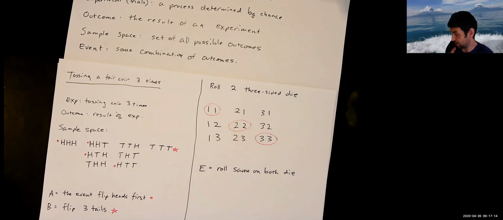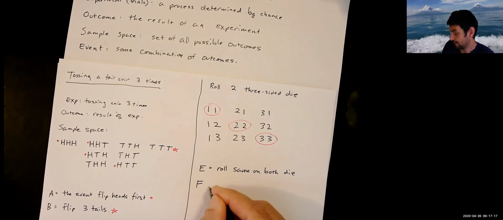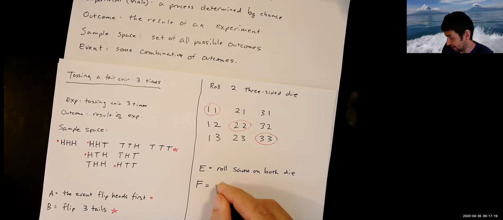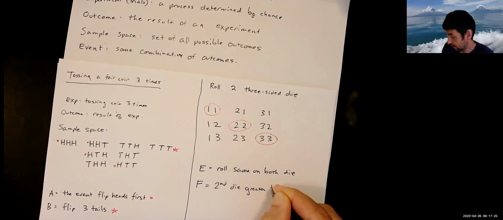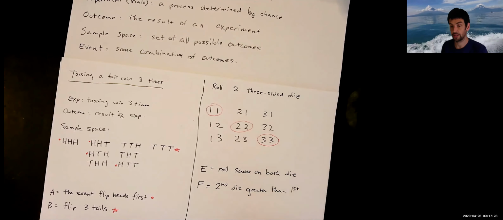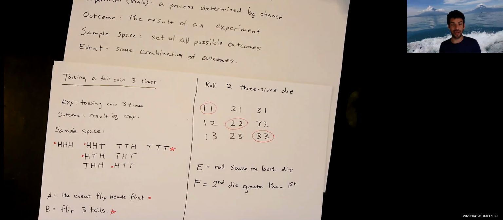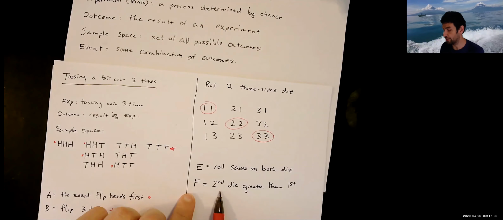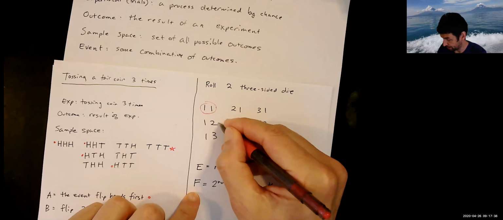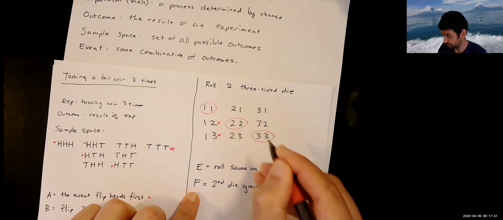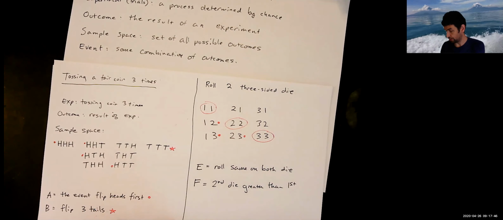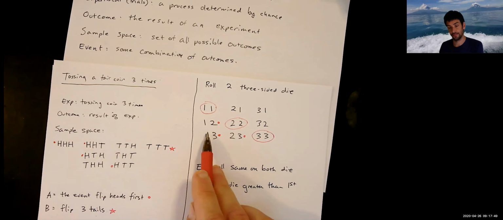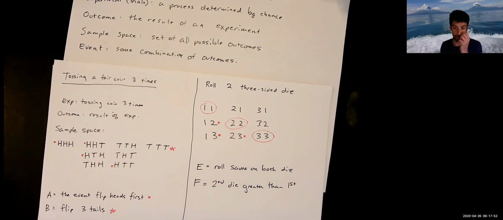Or maybe let's do another event. I'll call it F. Let's say the second die is greater than the first. I'm assuming I've numbered the dice, one's the first one, one's the second, and I've written them in that order. So I'm looking for all the outcomes where the second number is bigger than the first. I'll mark these with filled in circles. And it looks like we just have these three, where the second die is greater than the first.